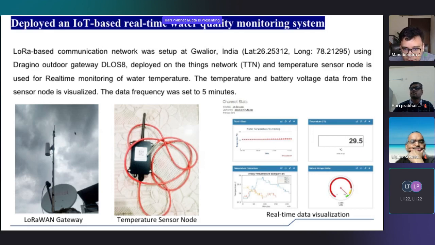And we have deployed the sensors, put the data on the ThingSpeak network and displayed it, and we recently published a paper on this one. So this is some of the work that is ongoing.